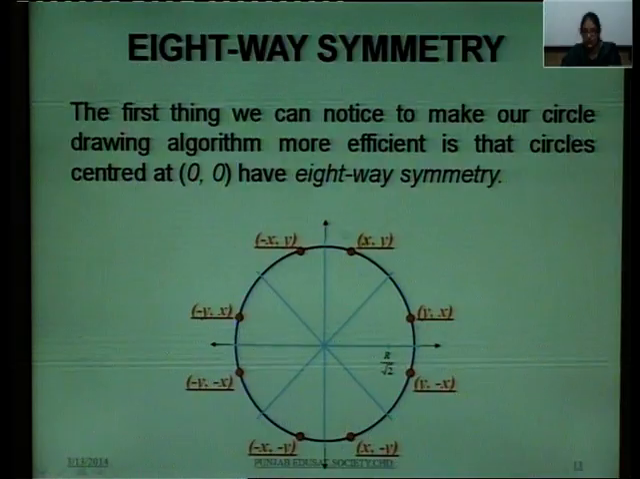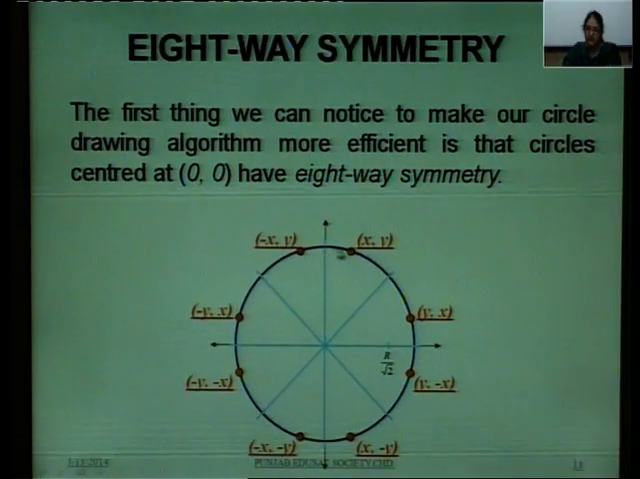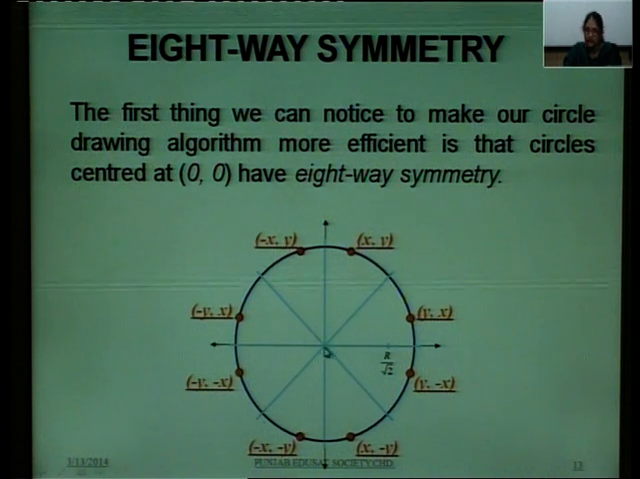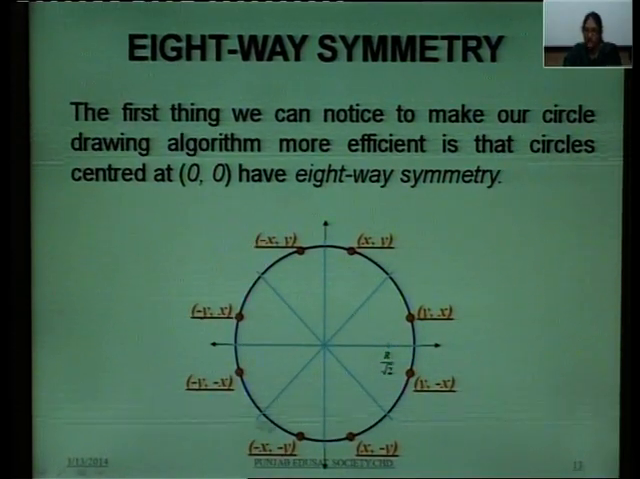This is another method, another example. You can see x and y are the xy coordinates in this quadrant, y and x are the yx coordinates in this quadrant. This is the radius and this point is the radius over root 2. So, at every quadrant location, this is the 8-point symmetry, 8-way symmetry of the circle, you can find x and y coordinates. So, the first thing we can notice to make our circle drawing algorithm more efficient is that the circle which is centered at 0, 0 has 8-way symmetry.